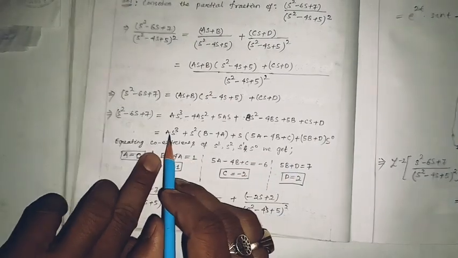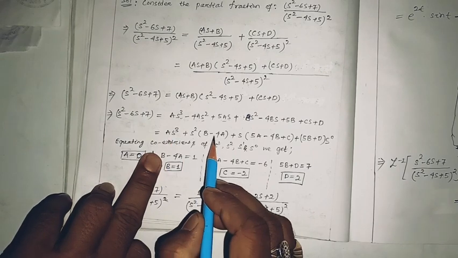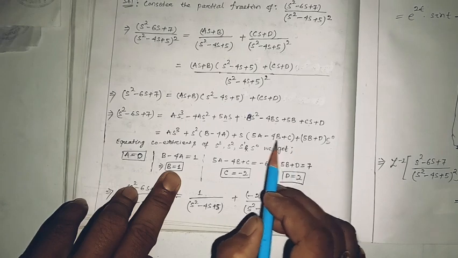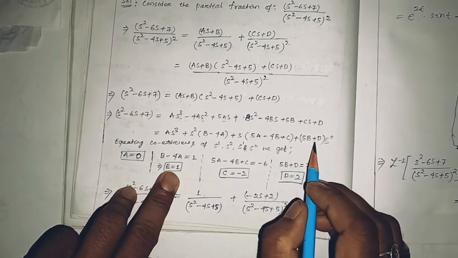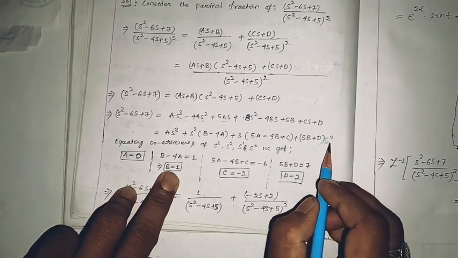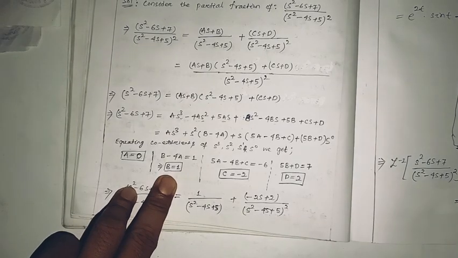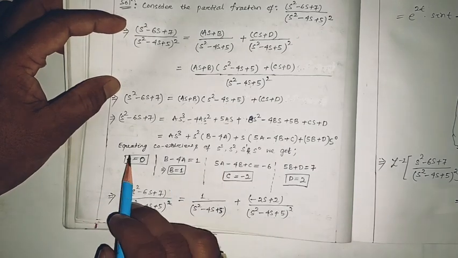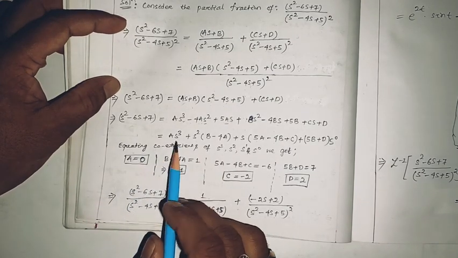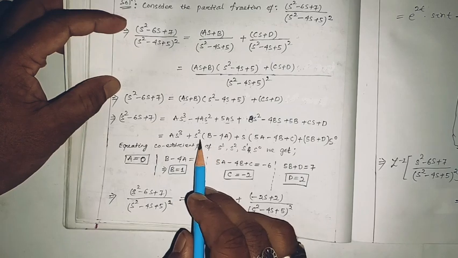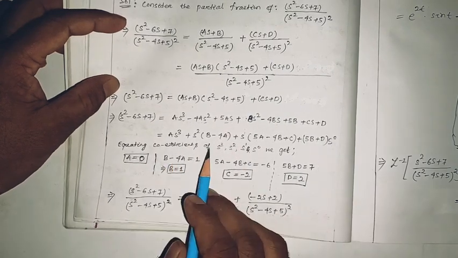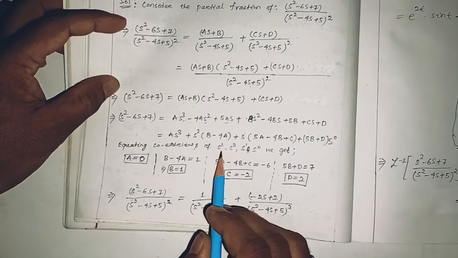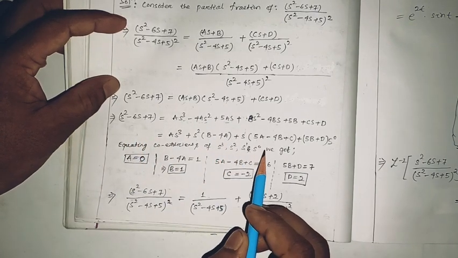So here a is the coefficient of s cubed, b minus 4a is the coefficient of s squared, 5a minus 4b plus c is the coefficient of s, and 5b plus d is the coefficient of s to the power 0. Now if the left hand side is equal to this one, the coefficients of s to the 3, s to the 2, s to the 1, s to the 0 have to be the same. So we are going to equate the LHS and RHS coefficients.